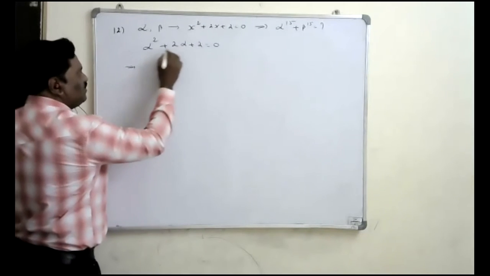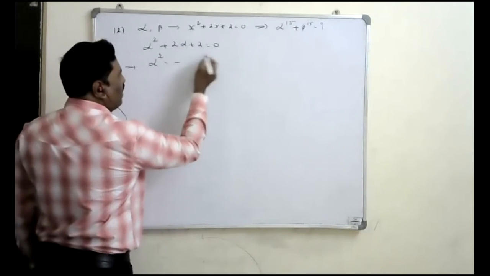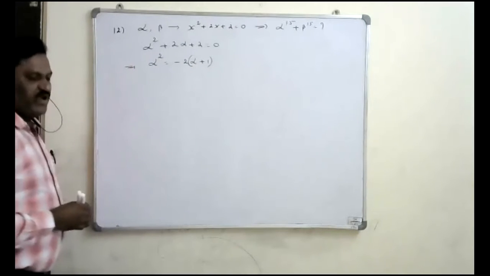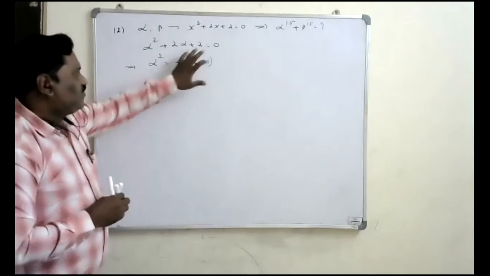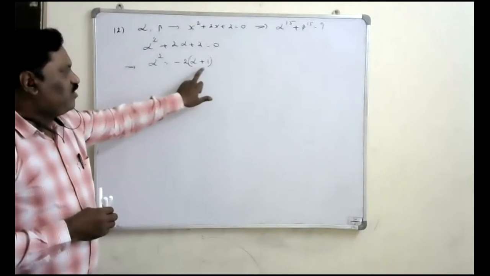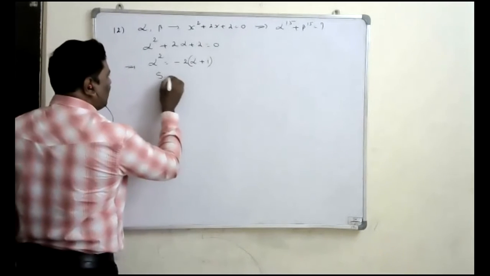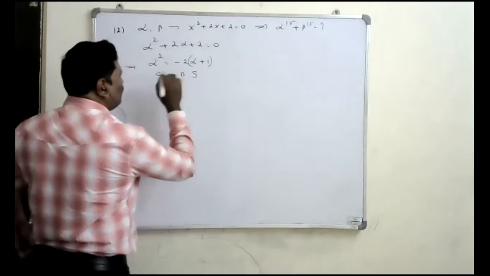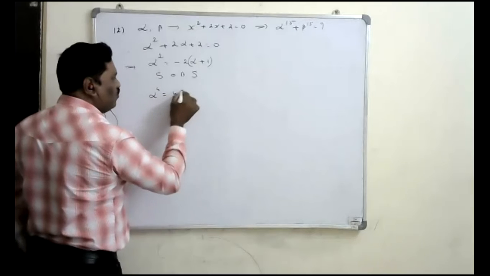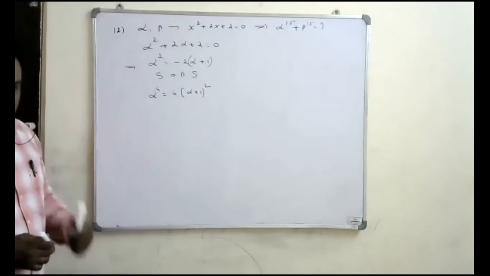So that implies, sending these two terms to the other side, alpha square is equal to minus 2 alpha minus 2. I can take minus 2 common, then we get minus 2 times alpha plus 1, which is the value of alpha square. Now we will square it on both sides. Squaring it, alpha power 4 is equal to minus 2 whole square, that is 4 into alpha plus 1 whole square.